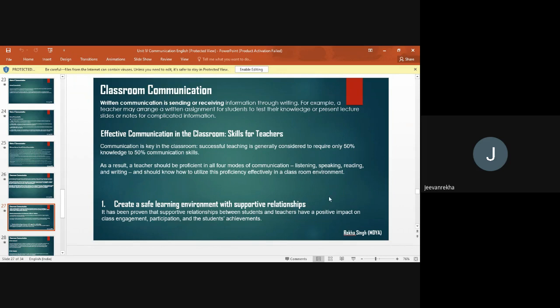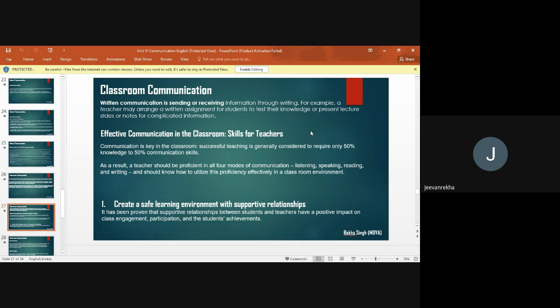Now create a safe learning environment with supportive relationships. It has been proven that supportive relationships between students and teachers have a positive impact on class engagement. It means whatever I am teaching to you should be understandable. If you are understanding the point, it means I'm a good teacher, right? It should be there to make your students understand the particular topic and particular class, right?